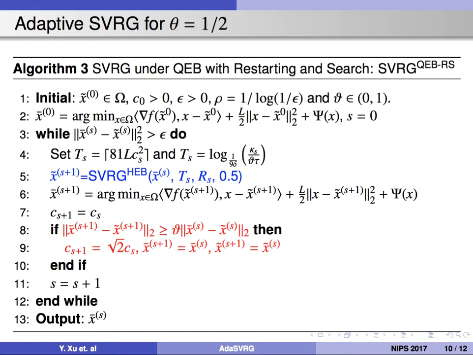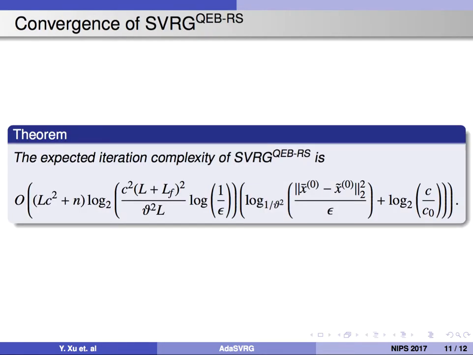This is the detail of the proposed algorithm. Step 8 to step 10 are the search steps for searching the value of C. We can show that if C_s is larger than C, the condition in step 8 will happen with a very small probability. We also provide the linear convergence for the adaptive SVRG under the quadratic error bound.